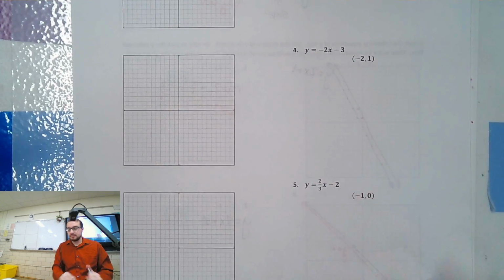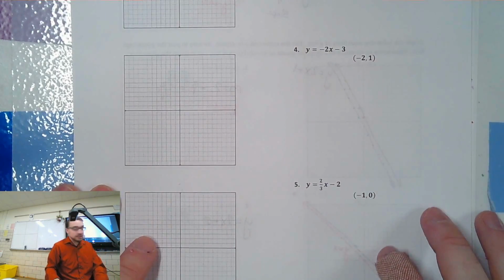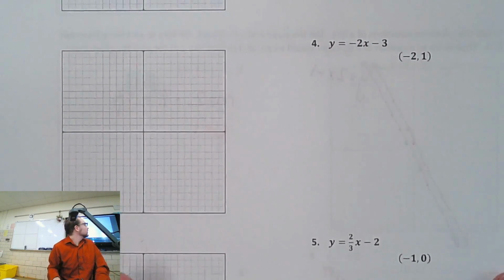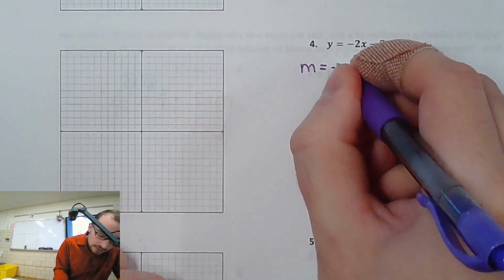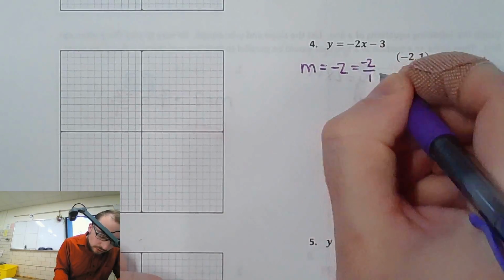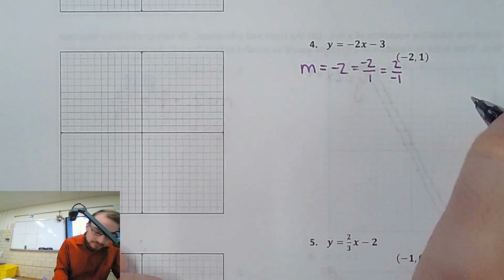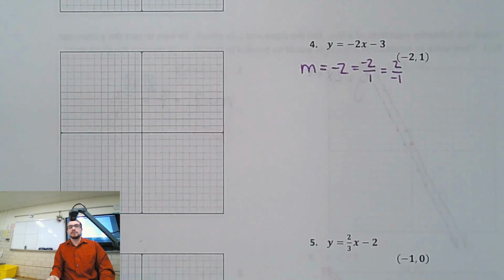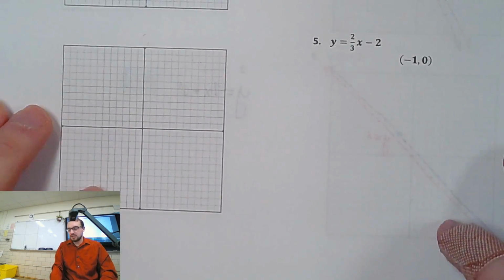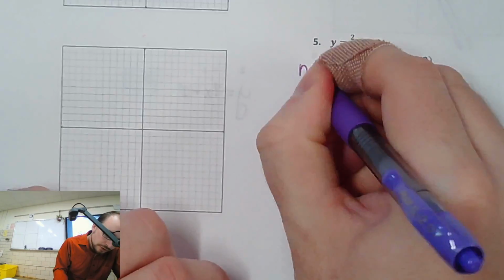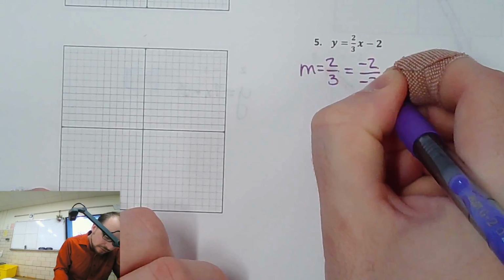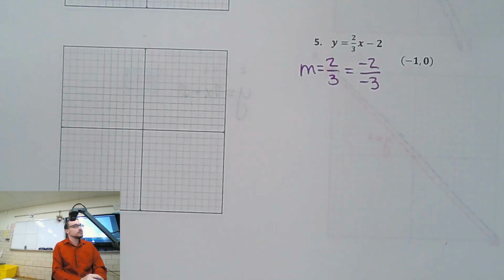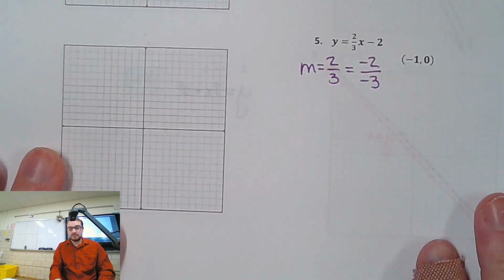Number 4, again, we'll come back to number 3. What's the slope for number 4? Negative 2, which is the same thing as negative 2 over 1 or 2 over negative 1, right? All of those are valid slopes, however you want to think about it. Number 5, what is the slope for number 5? 2/3, which can also be written as negative 2 over negative 3, depending on how you want to think about it.